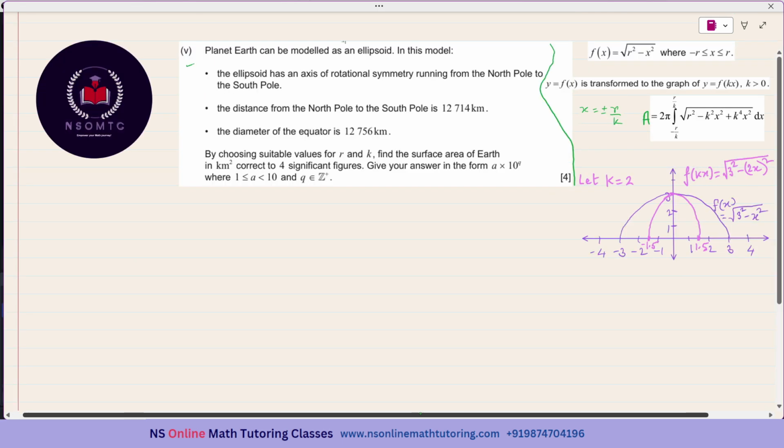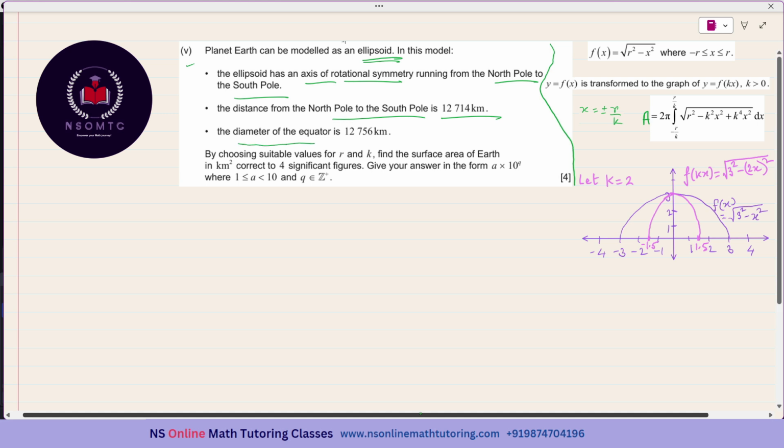Now this is the fifth subpart of subpart E. It says planet Earth can be modeled as an ellipsoid. In this model, the ellipsoid has an axis of rotational symmetry running from the North Pole to the South Pole. The distance from the North Pole to the South Pole is 12,714 kilometers.